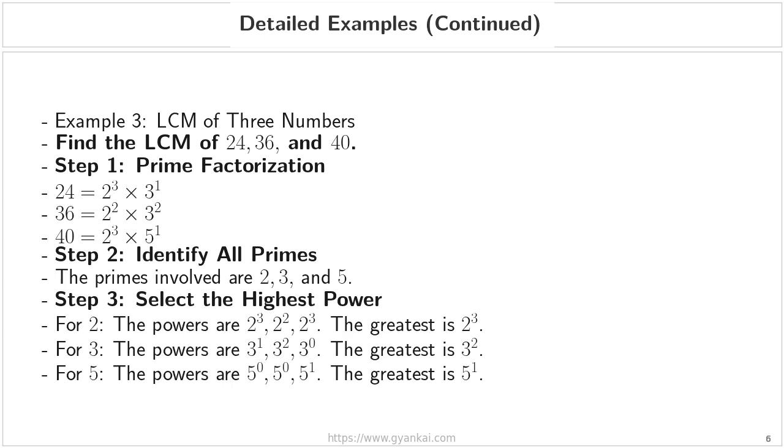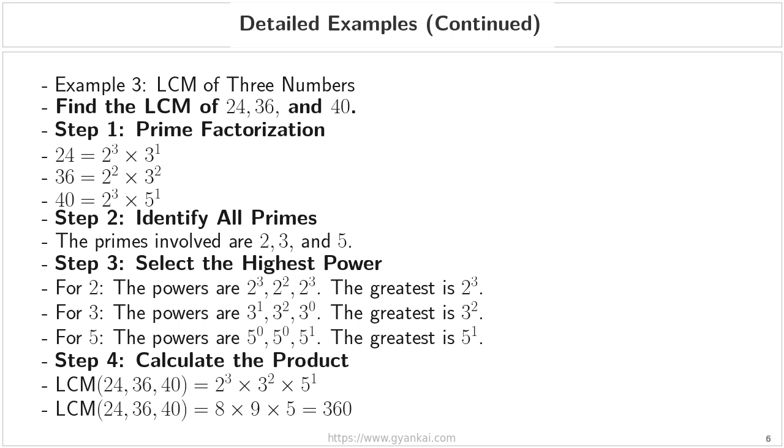For the prime number 3, we see powers of 1, 2, and 0. Remember, 3 to the power of 0 is just 1, so the greatest power here is 3 squared. Finally, for the prime number 5, the highest power present is 5 to the power of 1.